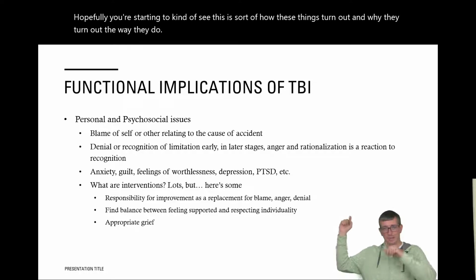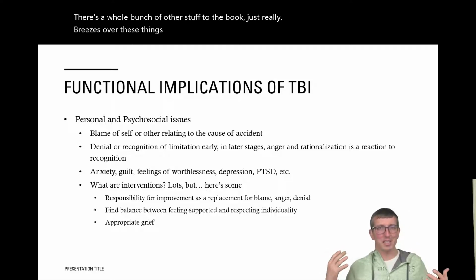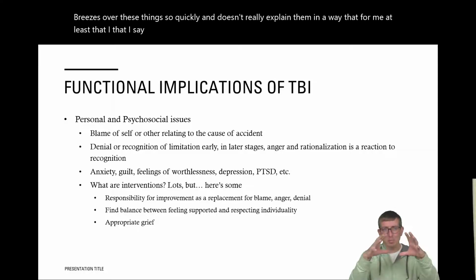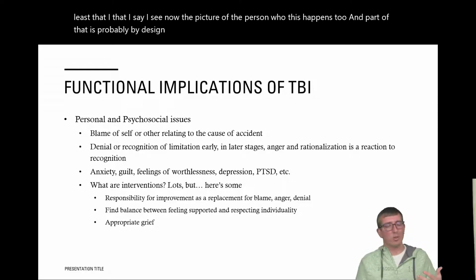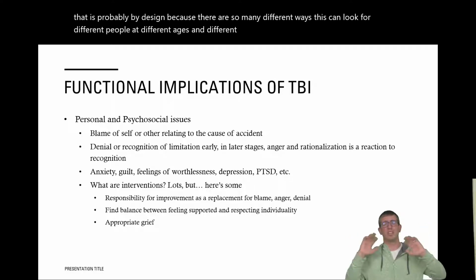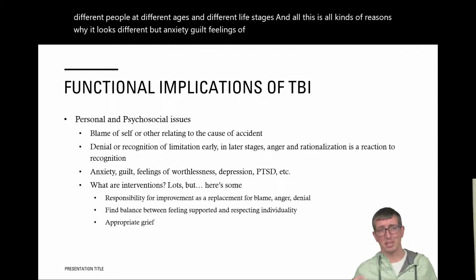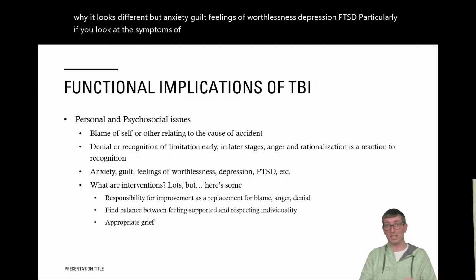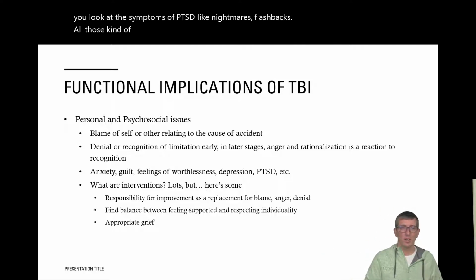There's a whole bunch of other stuff too. The book just breezes over these things so quickly and doesn't explain them in a way that, for me at least, gives me a picture of the person this happens to. Part of that is probably by design, because there are so many different ways this can look for different people at different ages and life stages. But anxiety, guilt, feelings of worthlessness, depression, PTSD, particularly the symptoms of PTSD like nightmares, flashbacks, all those kinds of things, can show up.